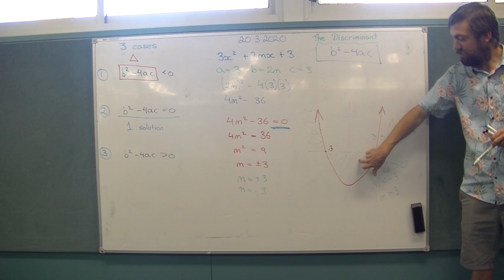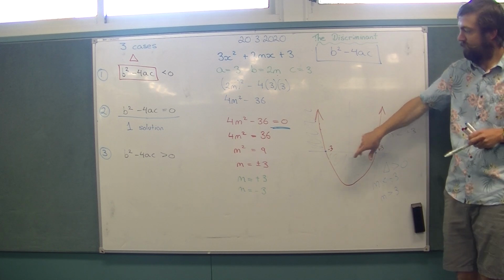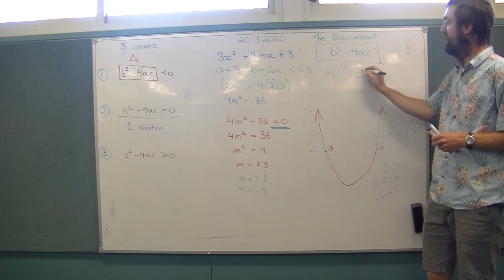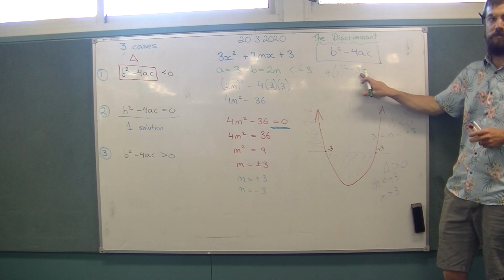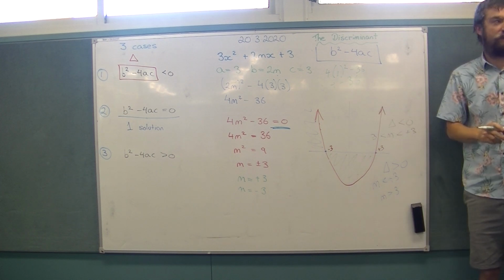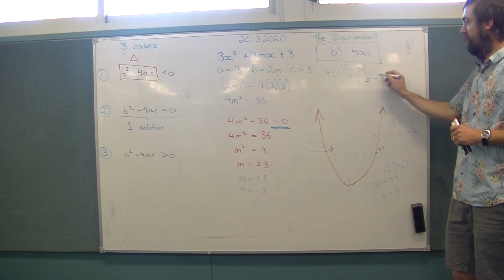A number inside this region here. Let's just take positive 1. Alright, so 4 times 1 squared minus 36. Is that going to be bigger than that? No. 4 minus 36 is negative 32.